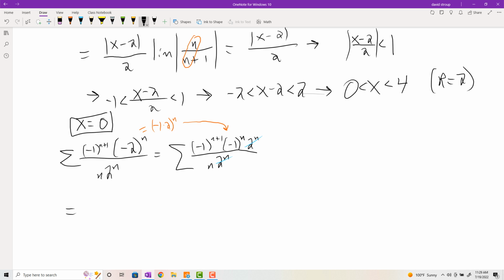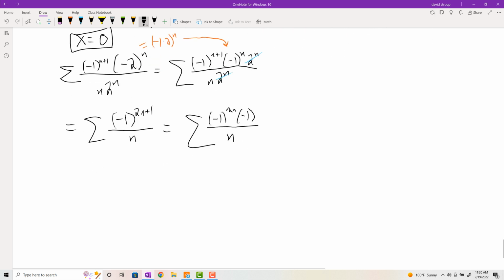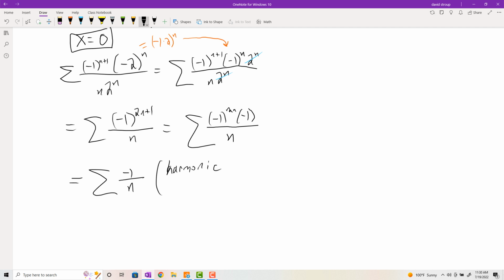The -1s are like bases, so you can add the exponents. And you get (-1)^(n+1+n), which is (-1)^(2n+1), all over n. Then you could split up the (-1)^(2n+1) into (-1)^(2n) times (-1)^1. (-1)^(2n) is (-1) squared to the n, which is just positive 1. So you'll have just -1 over n when all is said and done. This thing then is the harmonic series times a constant, but it's basically a harmonic series. And we all know the harmonic series is divergent.